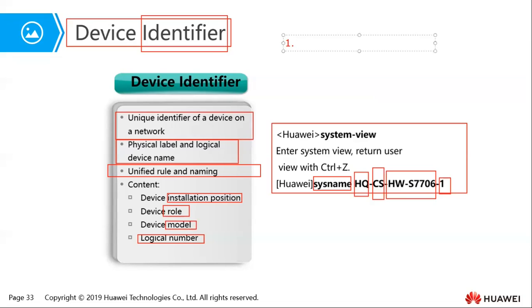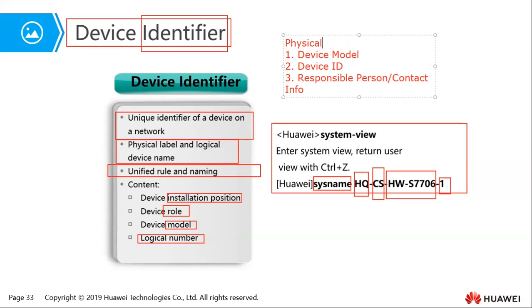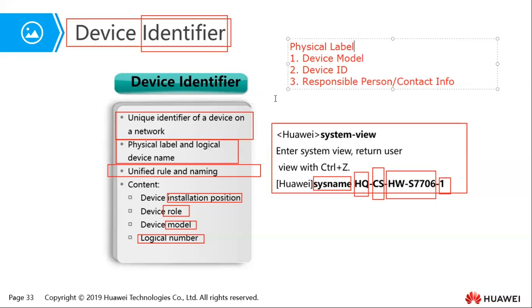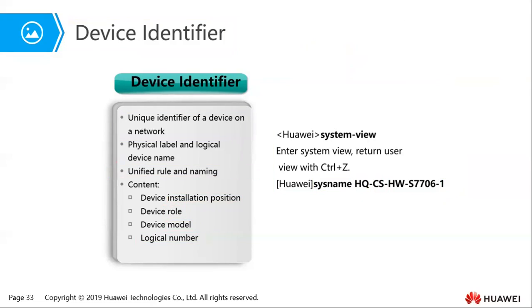Now, for example, for a physical label, you can do device model. You write the device model, the device ID, so which is number 1, for example, and the responsible person or contact information. So this is what you do when you're doing a physical label. So always make sure this is done. Labeling is good because it makes it easy to maintain and upgrade the network in future. It also makes it easy to troubleshoot the network. So always make sure that this is done.